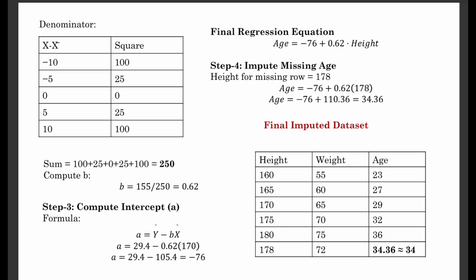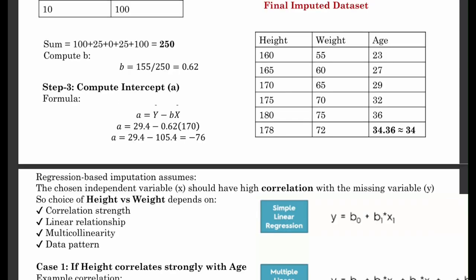And if both correlate strongly, use multiple linear regression, which is age is equal to b naught plus b1 into height plus b2 into weight. This gives the most accurate imputation. Excellent. Now let's move to the next major component of data preparation.